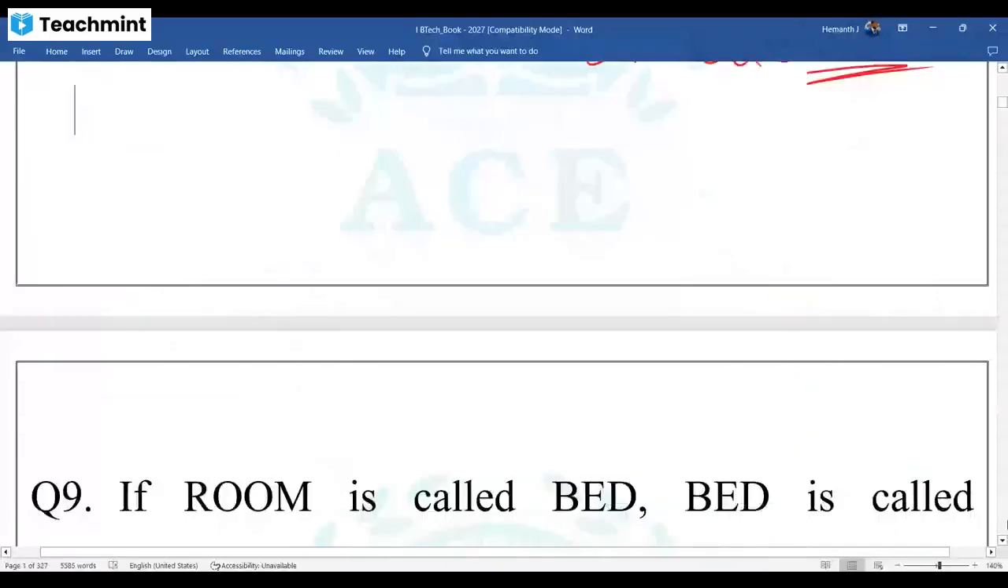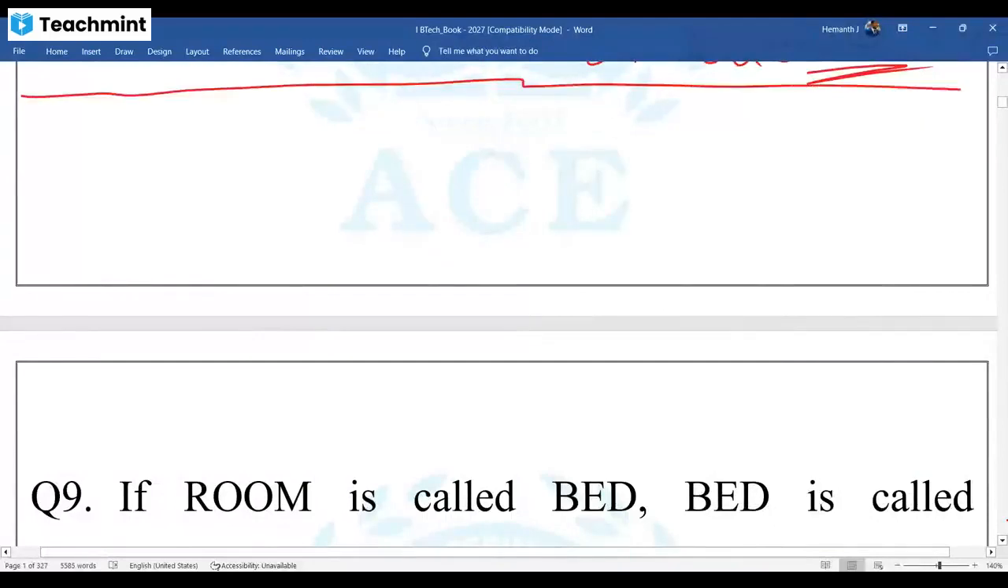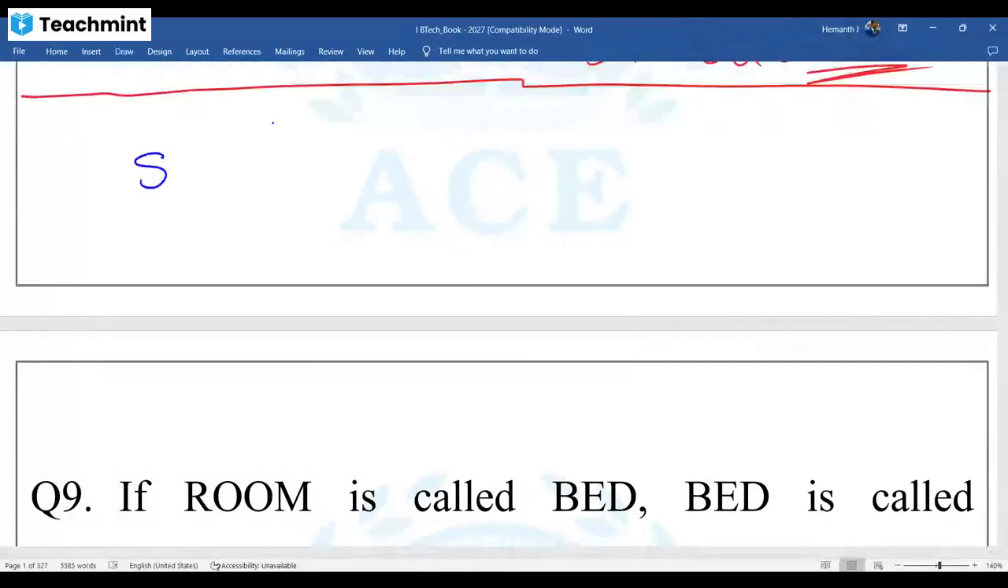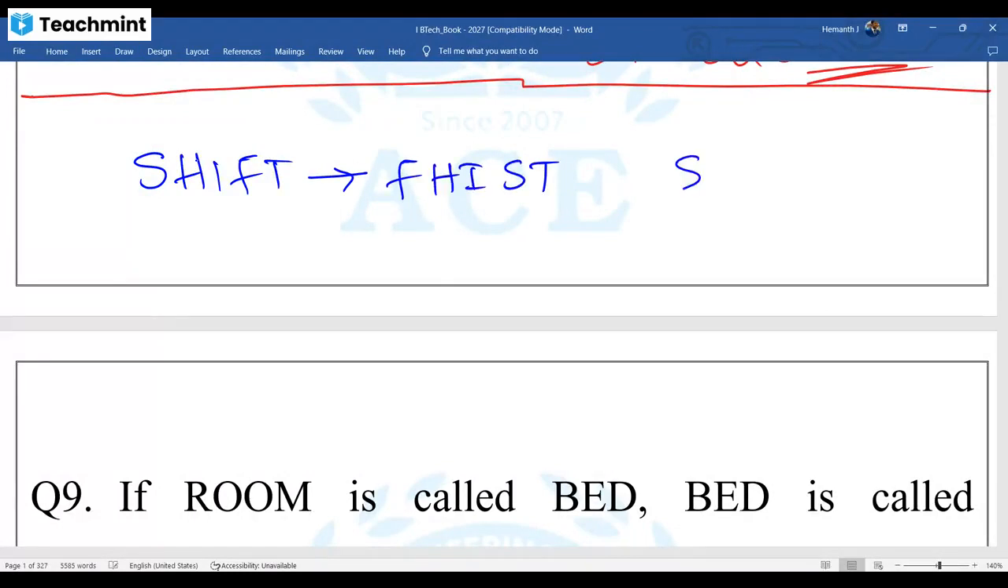Let me discuss one question which is given by Accenture company before going for the next one. One of the top MNC recruitments, they gave this question actually. Let me check how many of you can crack this logic. Shift is coded as FHIST. SWAN is coded as ANSW. Then life is coded as dash.